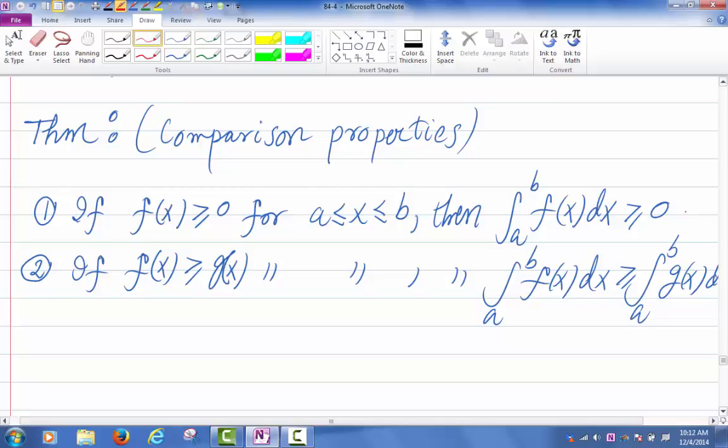What is your intuition? Well, yeah, it does make sense, because remember, if f is non-negative, then the integral represents the area below the graph above the interval from a to b, right? Well, that area is non-negative. And so the integral is non-negative. If f is non-negative, the integral is non-negative.